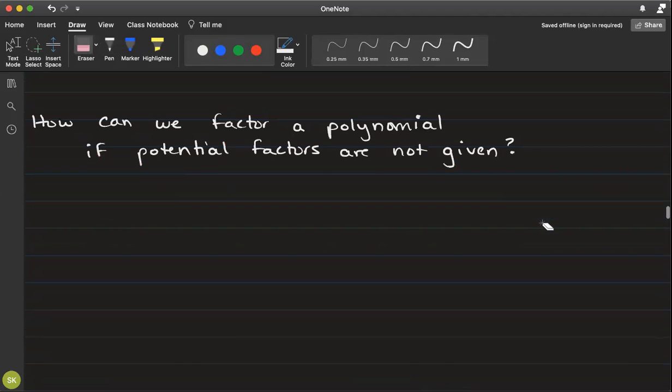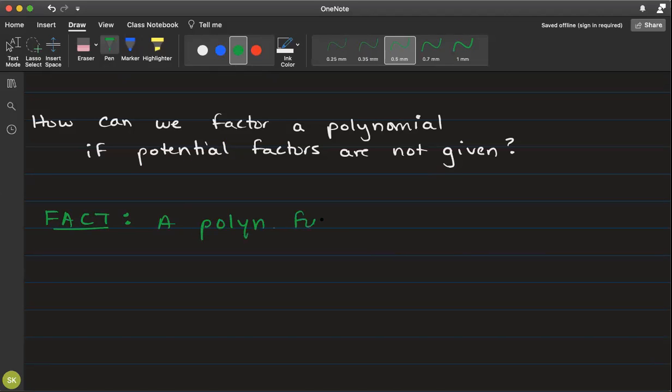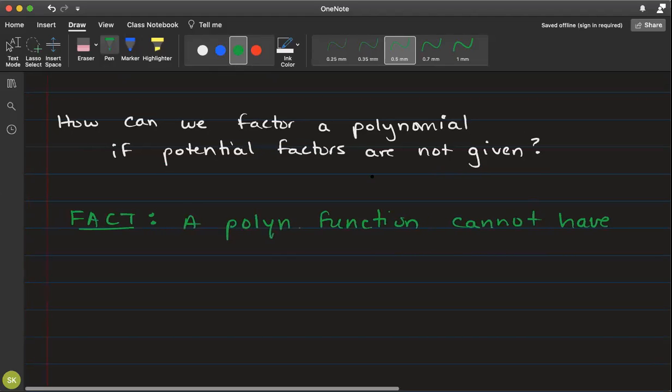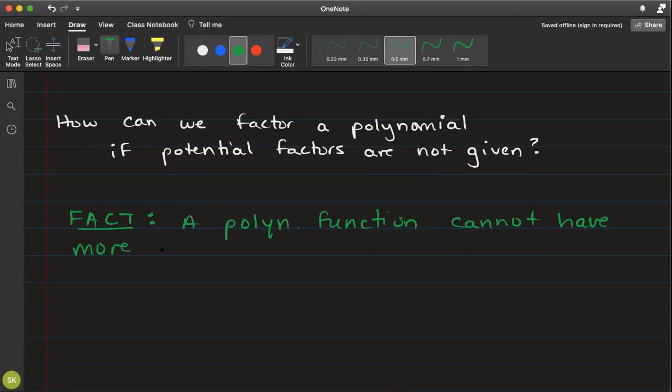So how can we factor a polynomial if potential factors aren't given? Okay, so I'm going to give you some strategies. And first, I'm going to tell you a fact. A polynomial function cannot have more real zeros than the degree of the function.